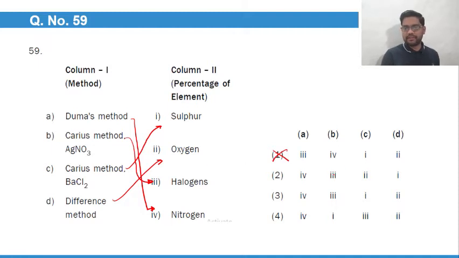So A4, that means 1 should not be the answer. B3, that means 4 should not be the answer. C1, okay, C is 1, and here C is 2. So option number 3 will be the best one. Okay, so option number 3 is the best answer.